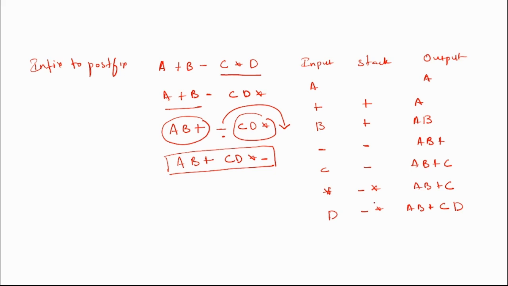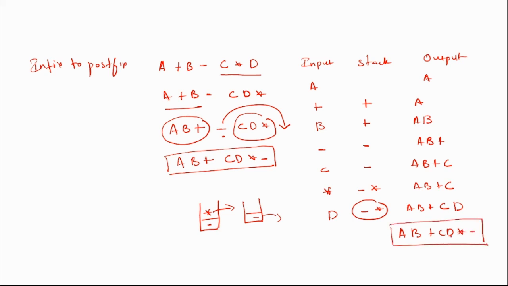Now we have scanned the whole expression from left to right. The only thing that is left is operators in the stack. Here the stack can be represented like this, where you have minus here and the top of the stack is star. The first operator that will pop out is star, and then the second operator that will pop out is minus, correct? So we will pop this out. Now I can write like this, AB plus CD, first star and then minus. This is our postfix expression, which is exactly the same as the expression we have done using the direct method. I hope you have understood this.